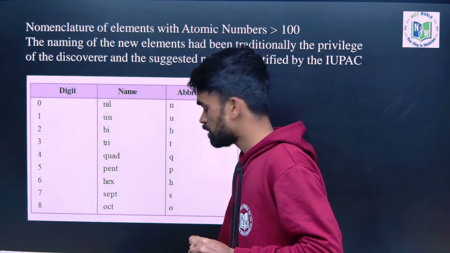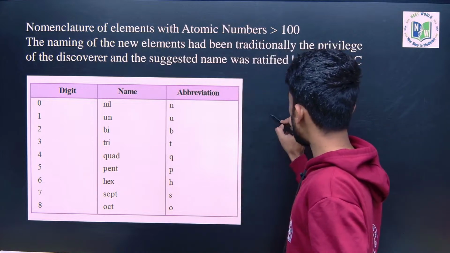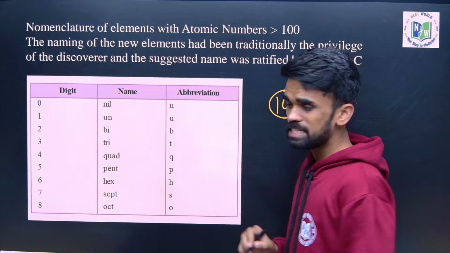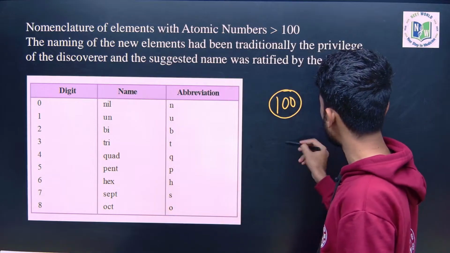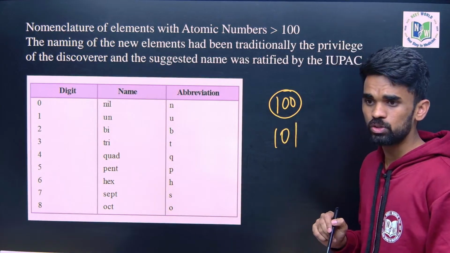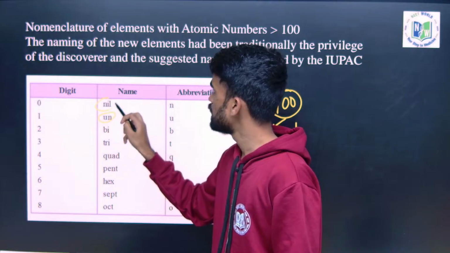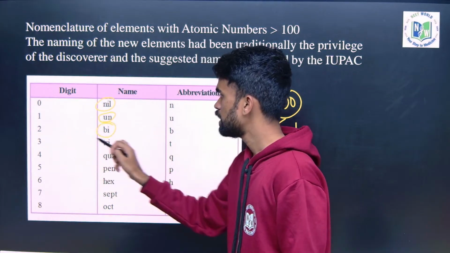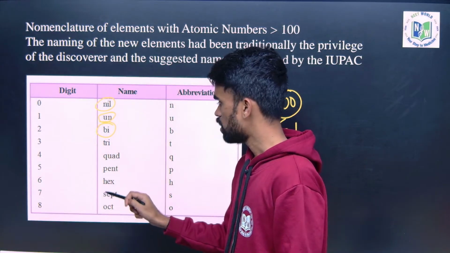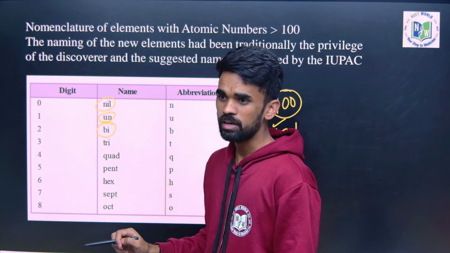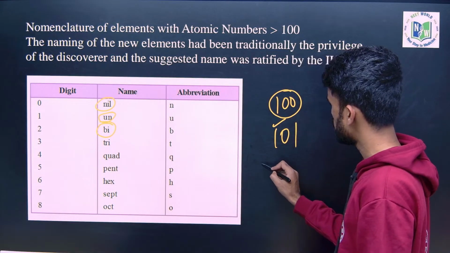Now how many elements are known? 118. So for elements with atomic number greater than 100, there is a standard set of rules to be followed for writing their nomenclature. For example, for an element with 101, how are you going to write it? For 1 you say un, for 0 you say nil, for 2 bi, 3 tri, 4 quad, 5 pent, 6 hex, 7 sept, 8 oct, 9 enn.